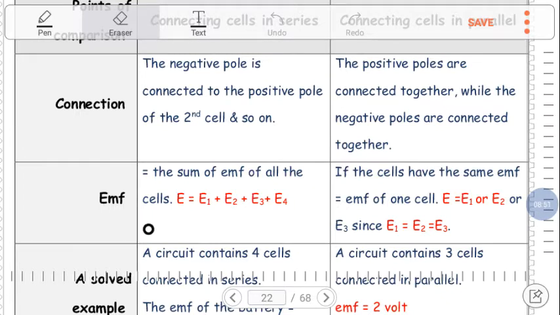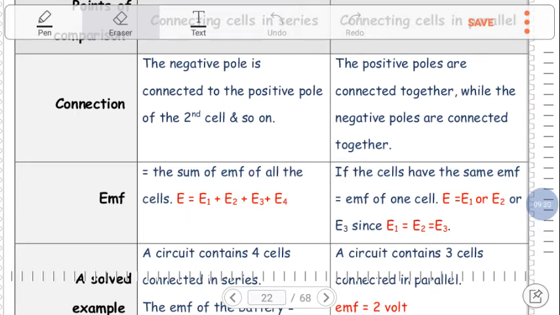If we have four cells, the total electromotive force of the cells is equal to E1 plus E2 plus E3 plus E4, the sum of them, when the connection is series. So when the connection is series, we can calculate the electromotive force of the circuit as the summation of all the cells together.